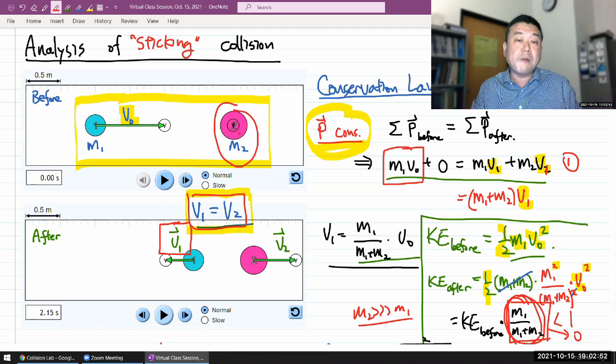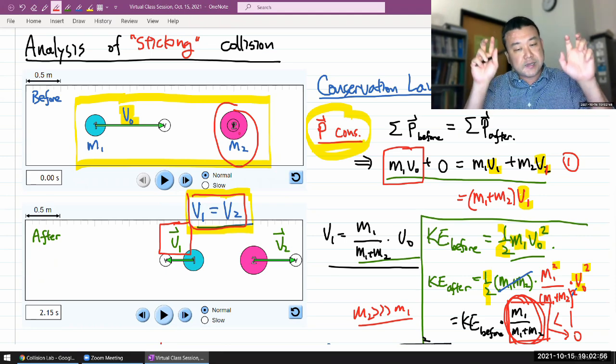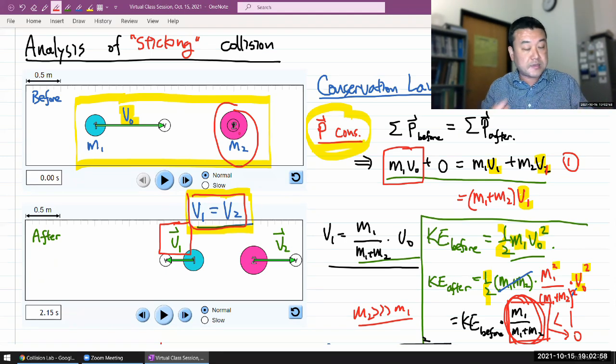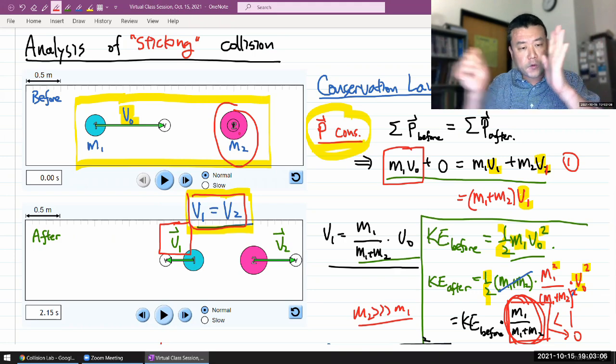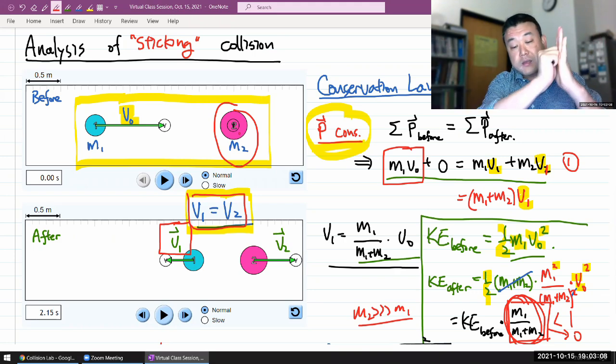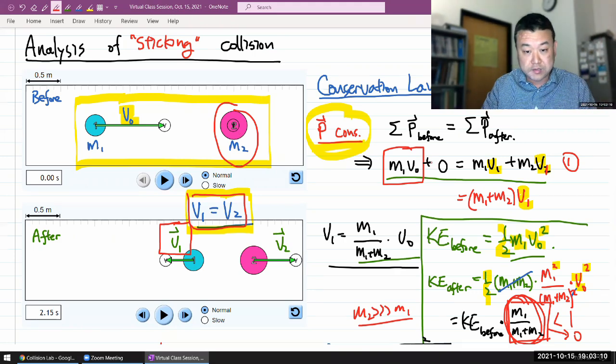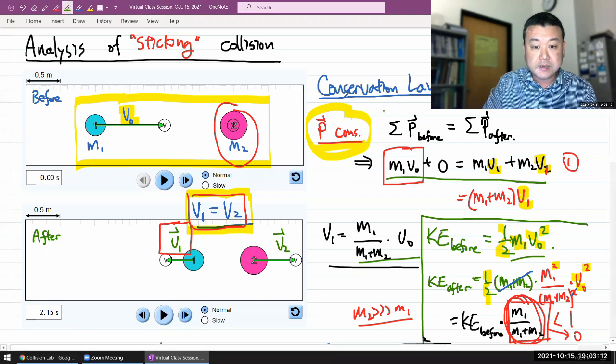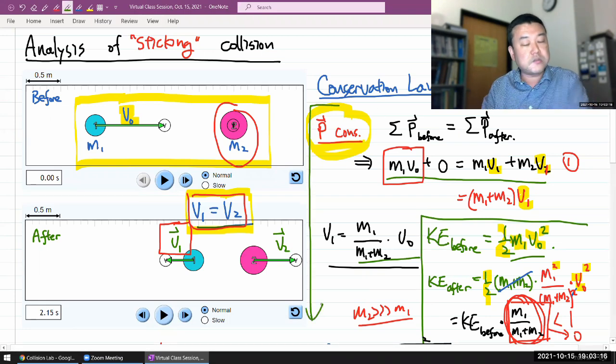So that's the completely inelastic or sticking collision, and you can see that even without someone telling you that there's something that dissipates energy away. If you have a collision where things stick together, just through this analysis, it must mean that energy cannot be conserved in a situation like that.